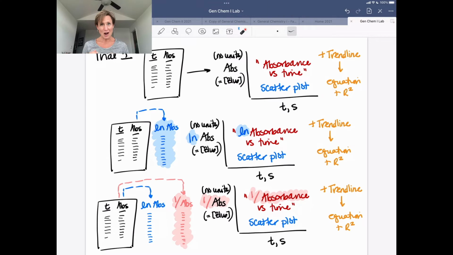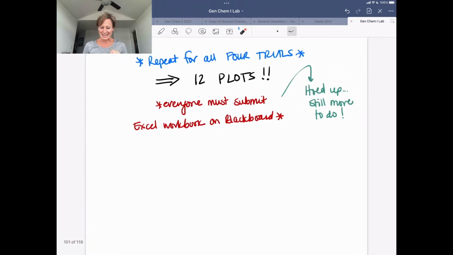You had 4 trials, so you need to do this for all 4 trials. And yes, that means you are going to have 12 plots that you make in Excel. Everyone is going to need to submit their own Excel workbook on Blackboard. Don't submit it yet, because there's still more data manipulation that we're going to do in Microsoft Excel.